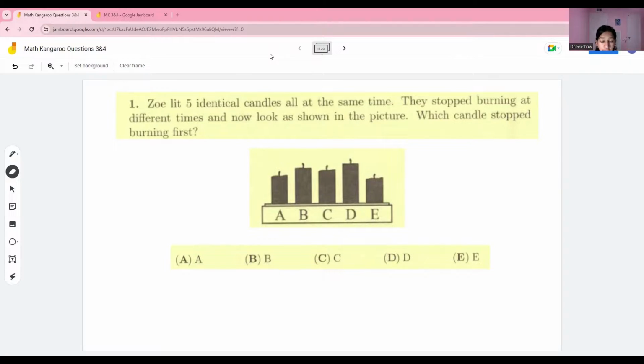Zoe lit 5 identical candles all at the same time. They stopped burning at different times and now look as shown in the picture. Which candle stopped burning first?